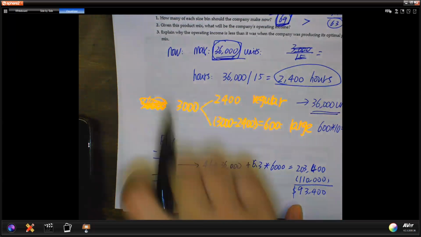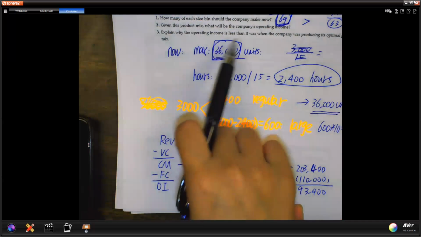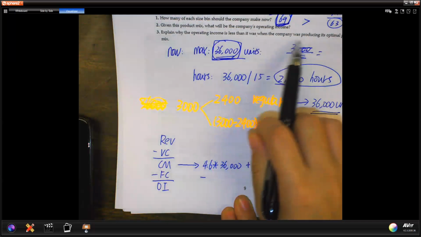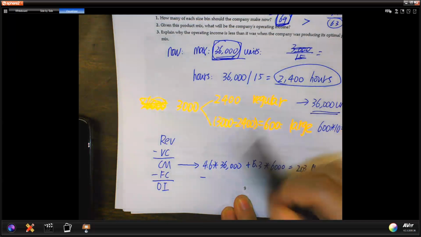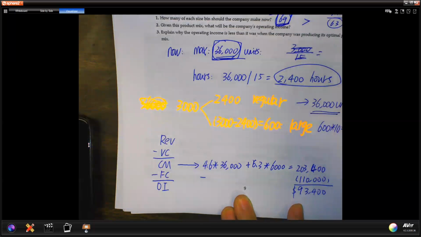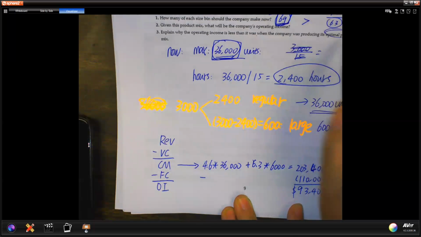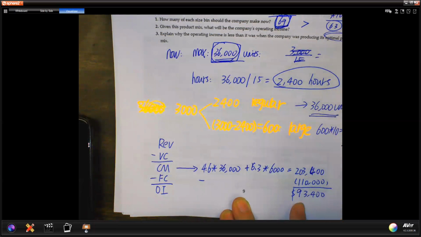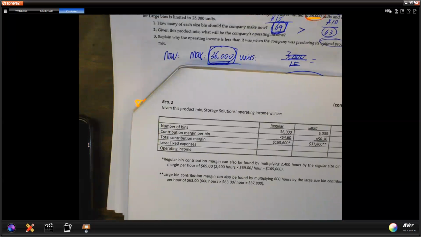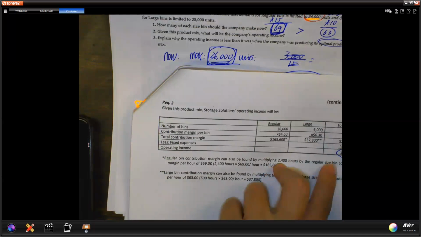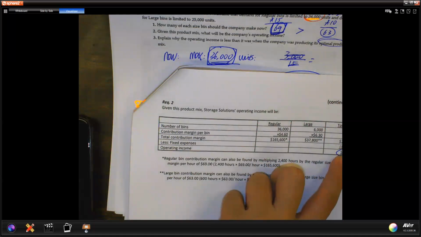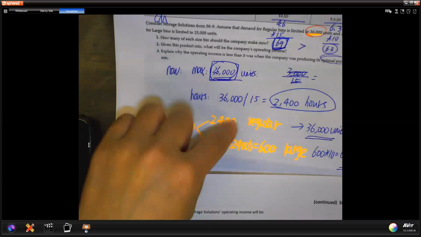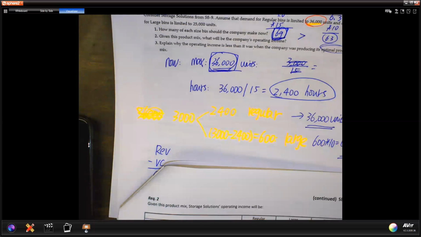Okay, the third one said explain why your operating income is less than it was if we do all of the regular. So the optimal would be we do all the regular, right? Because we said regular is the best one, the better one. So why is our operating income lower? I want to show you the solution directly. Remember, our operating income is 93,400 if we make regular plus the large.